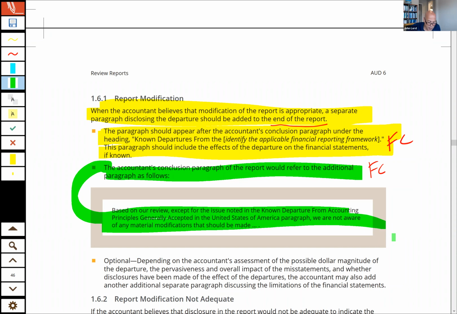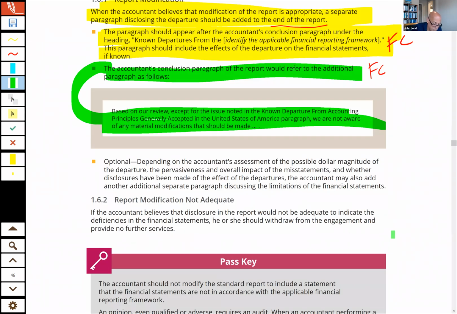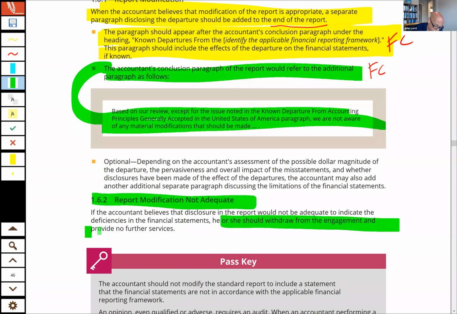If the report modification is not adequate, in other words, we're not able to fully describe the effect of this known departure, then we have no choice but to do what? Withdraw.